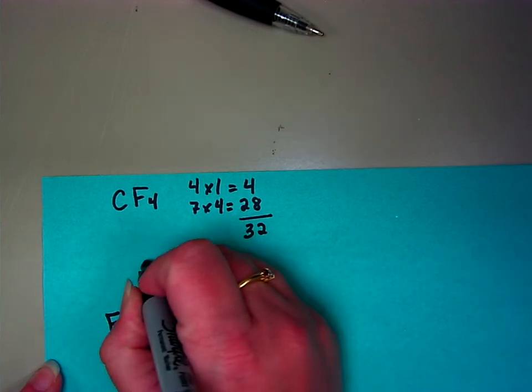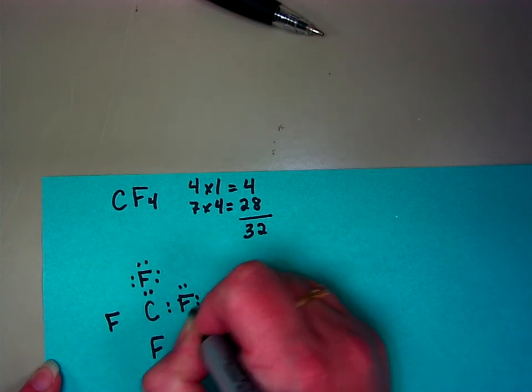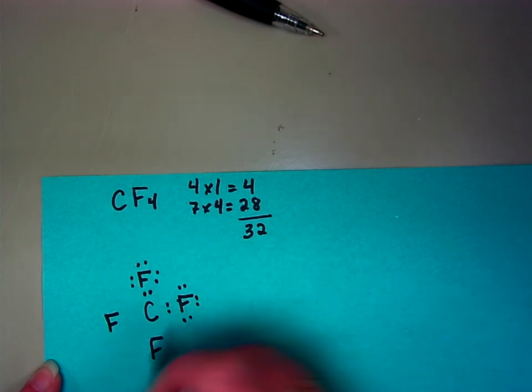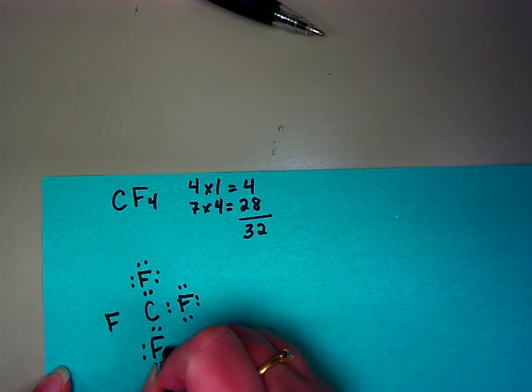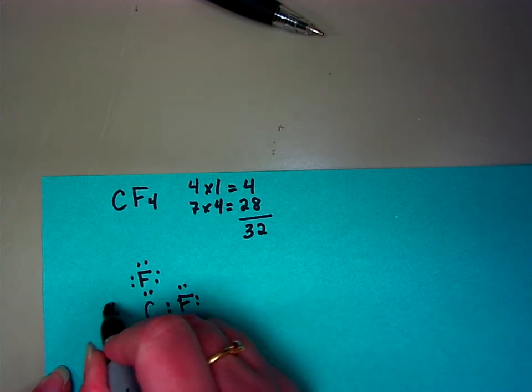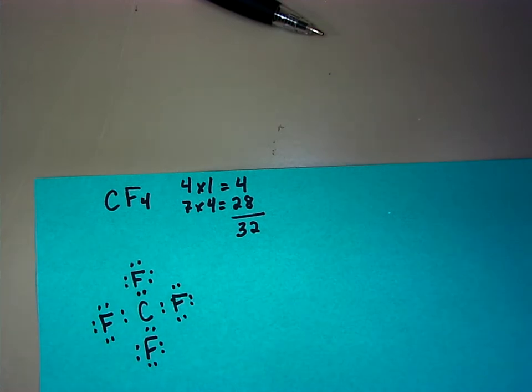1, 2, 3, 4, 5, 6, 7, 8, 9, 10, 11, 12, 13, 14, 15, 16, counting to 32. 17, 18, 19, 20, 21, 22, 23, 24, 25, 26, 27, 28, 29, 30, 31, 32.